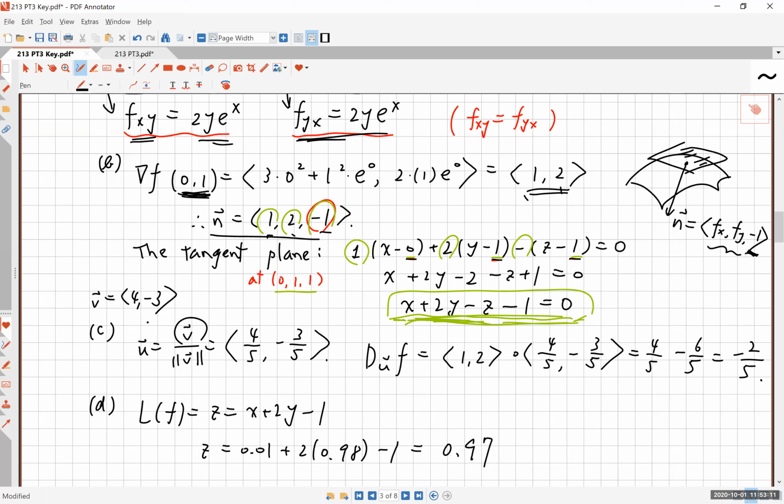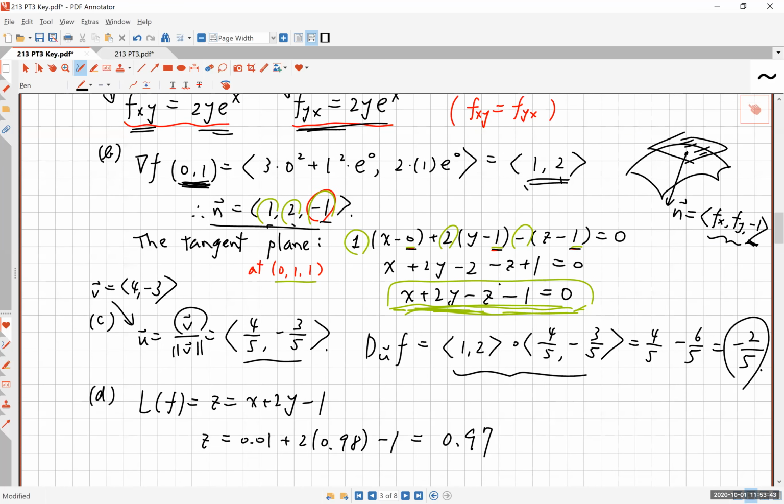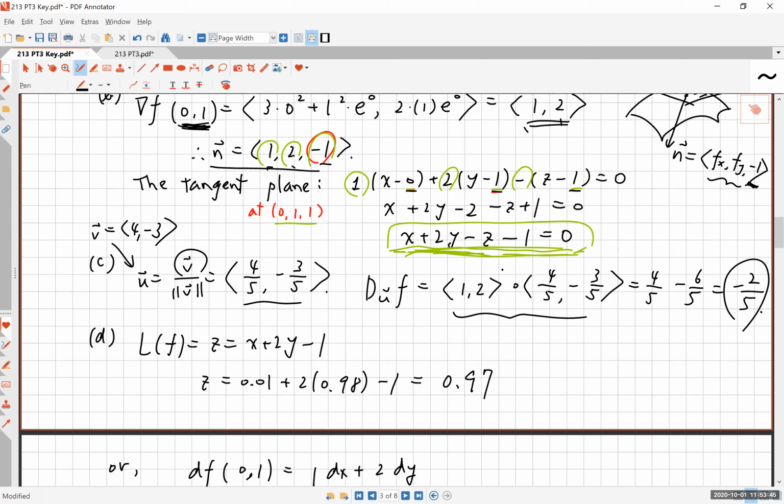And so if you normalize this, the normalized vector u is 4 over 5, -3 over 5. All right, and all you have to do is take the dot product of the gradient at that point with this normalized vector, and you will not get a vector, right? Because when you take the dot product, you will get a number, a constant. And in this case, it's -2 over 5. And so that means the rate of change is negative at this point, and this is the correct answer.